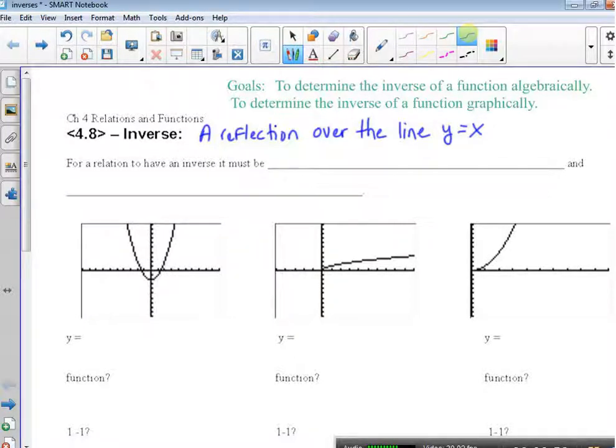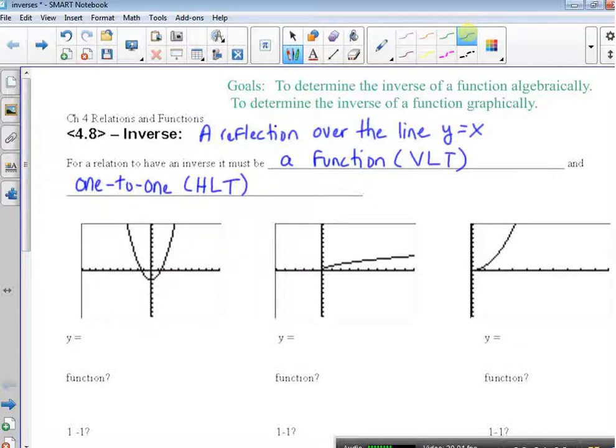For a relation, remember, is ordered pairs. To have an inverse, it must be a function, so it has to pass that vertical line test, and 1-to-1, which is the horizontal line test. So no repeating x's on the function, no repeating y's on the 1-to-1.